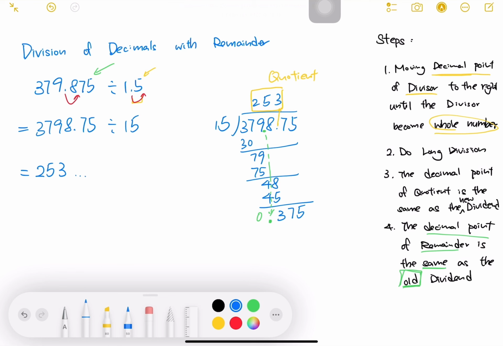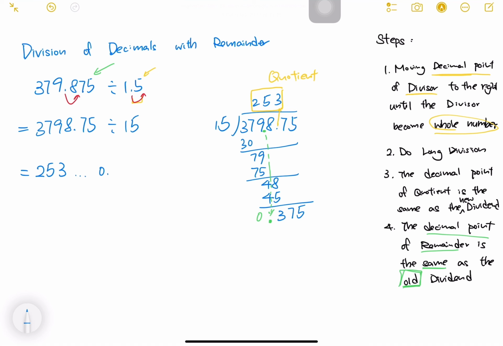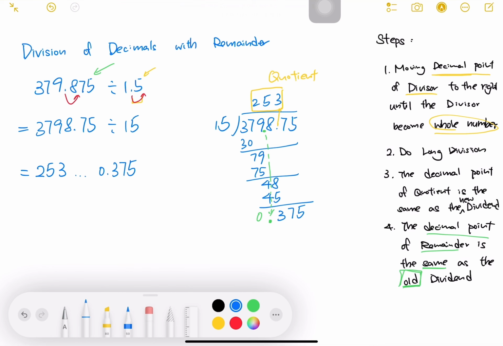So after that, we know that our remainder right here is 0.375. That's how it works to do the division of decimal with remainder. I hope all of you can understand how it works and how it's done, and you can do your work correctly.